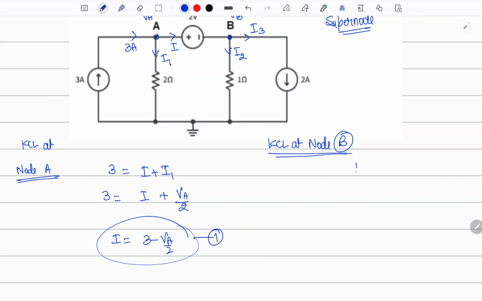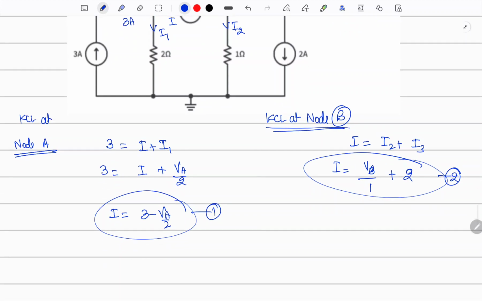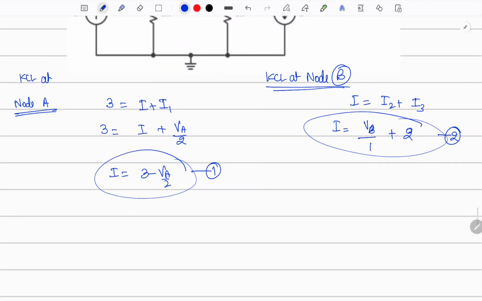KCL at node B, so I can write I is equal to I2 plus I3. I2 is nothing but VB divided by 1. I3 is nothing but 2 ampere. So from equation 1 and 2 we can put the value of I, or we can equate. So 3 minus VA by 2 equal to VB plus 2.